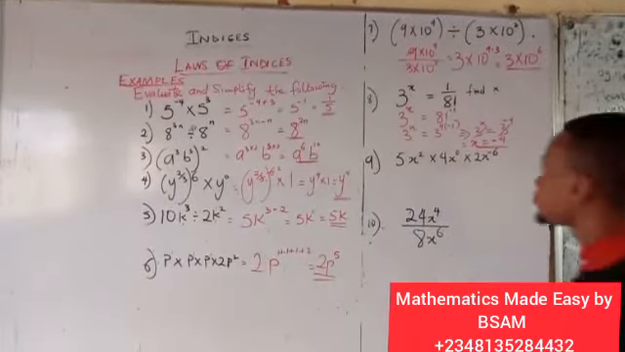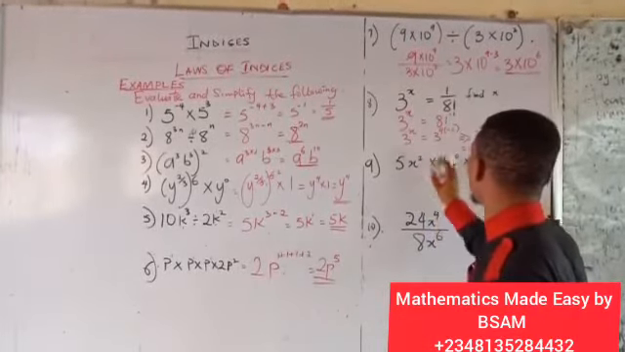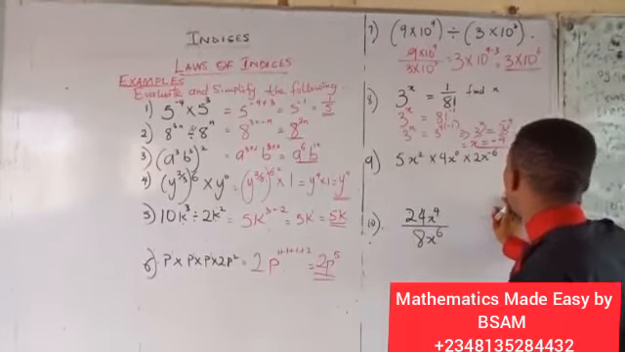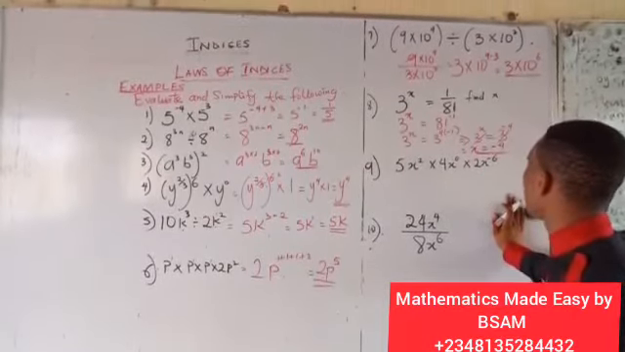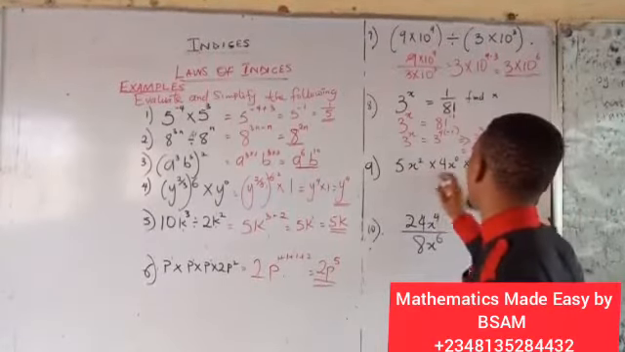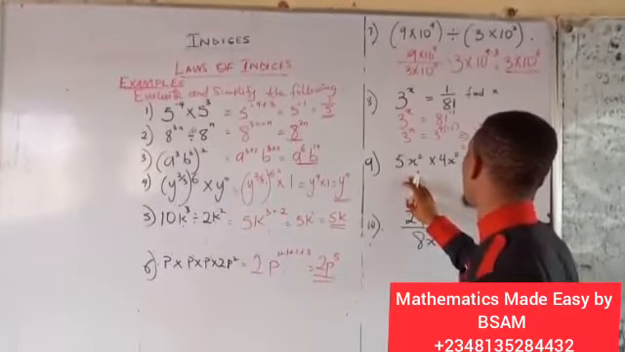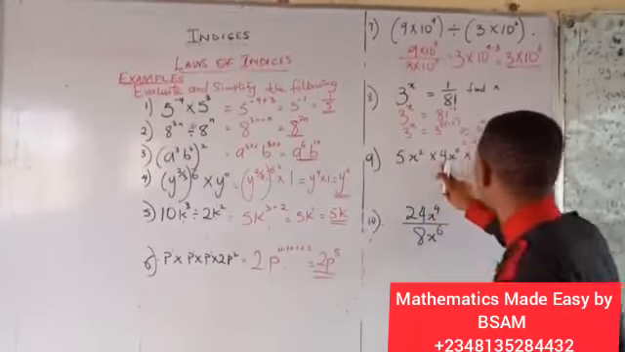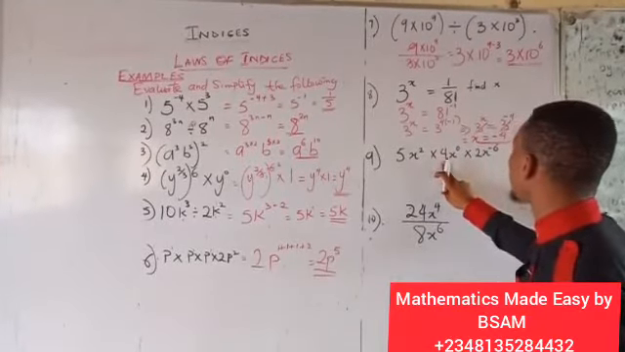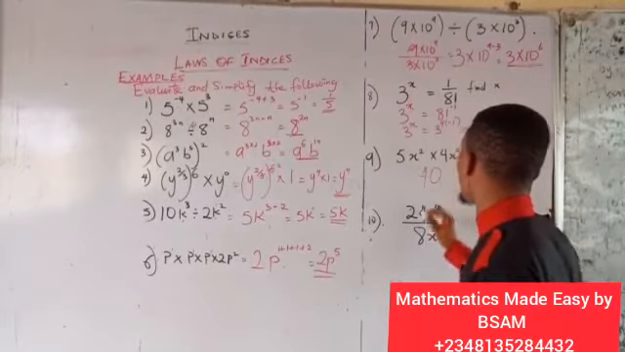Okay, now second to the last, we have 5x squared multiplying 4x raised to the power of 0 multiplying 2x raised to the power of minus 6. Now, to do this question is very simple. Multiply everything out. If you multiply everything out, I'm going to have 5 times 4 is going to give me 20. Then 20 times 2, that is 40. So I'm going to have 40 here.